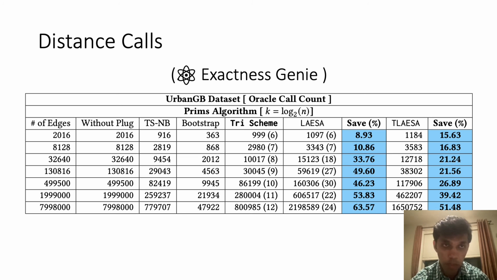Here is a glimpse of the distance savings that we obtained using Prim's algorithm. Here you can see multiple fields. We would like you to take a look at only the last four columns: the laser, the save, the T-laser, and the save. You can see that as the scale increases, the distance savings go up, and it is doing incredibly well against laser and T-laser, in the order of 63 to 51%, and even the 63% is in the order of millions of distance calls.